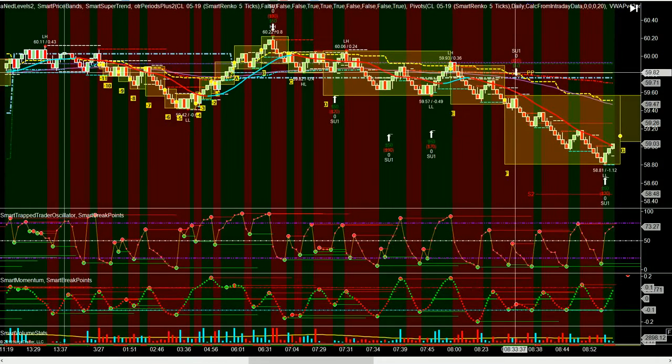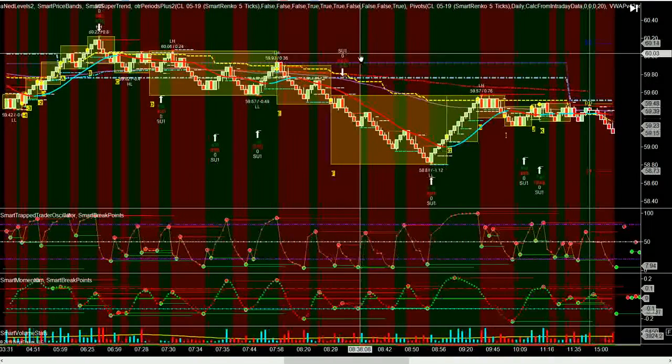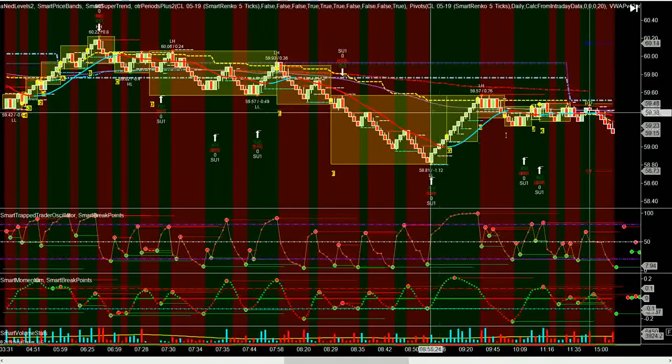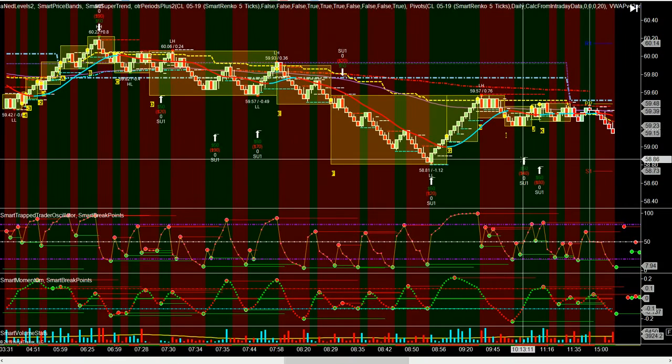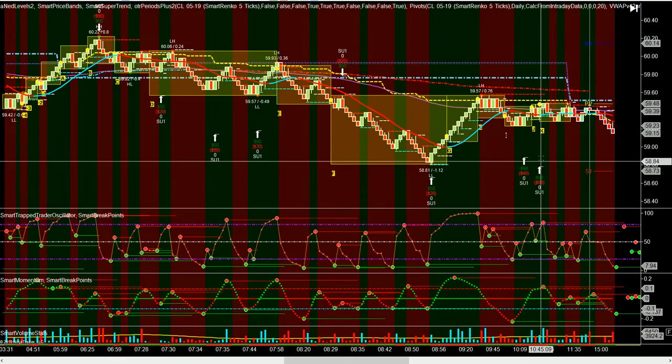Another 3D pattern, red on red. This one's a 3D pattern, green on green. This one's a LO pattern, green on green. 3D pattern, green on green.